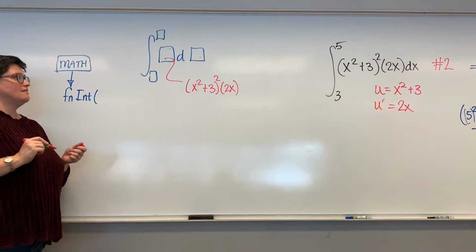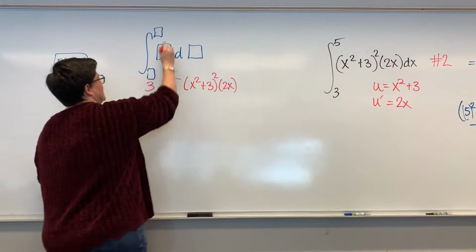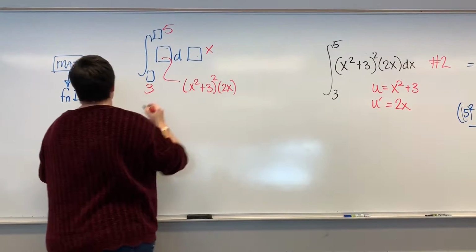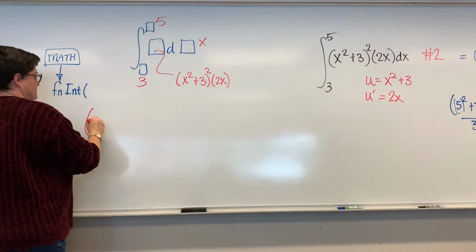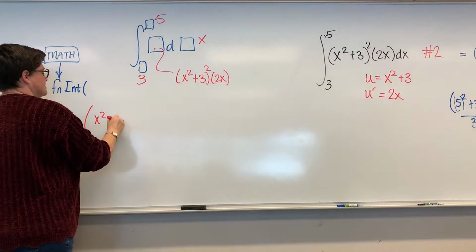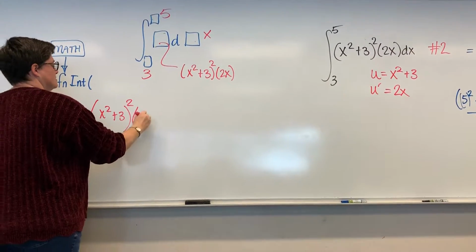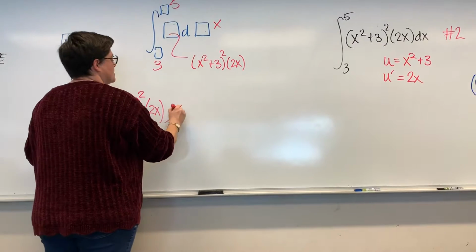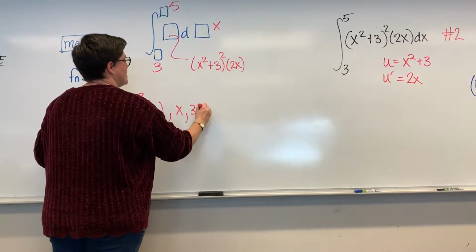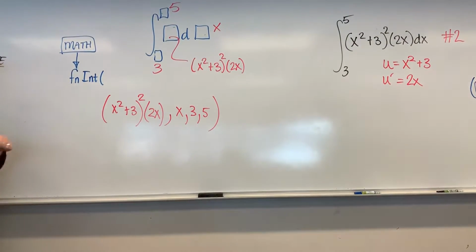That's what you're integrating, right? And you're going from 3 to 5 with respect to x. So for you guys, this is what you would plug in. X squared plus 3 squared 2x. This effectively brackets your function, comma, x, comma, 3, comma, 5, close your parentheses.